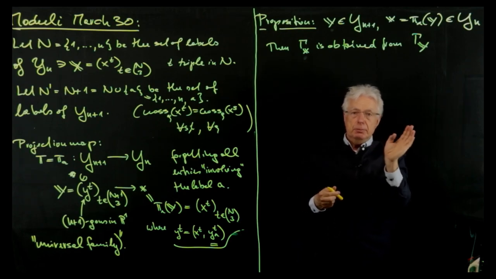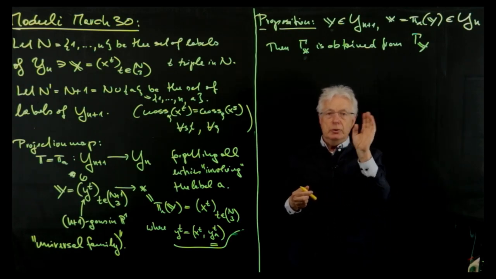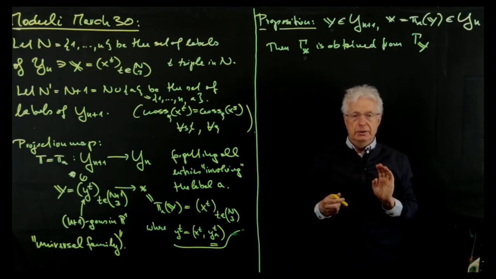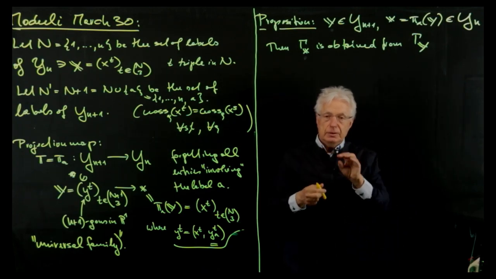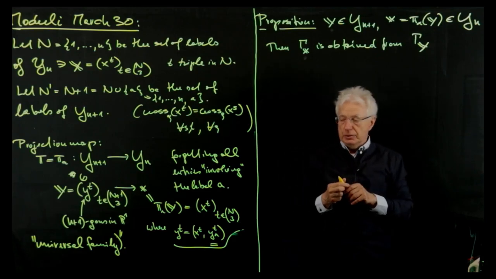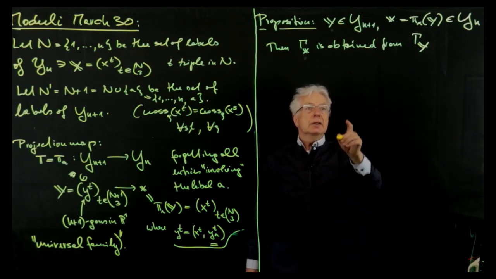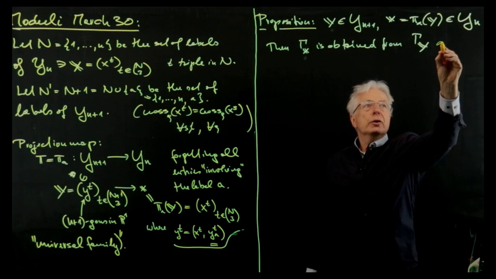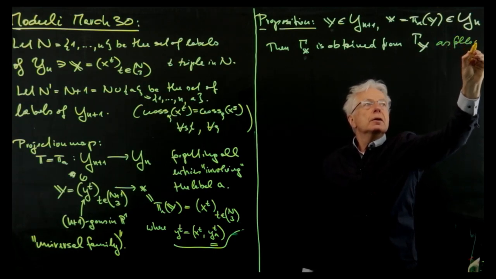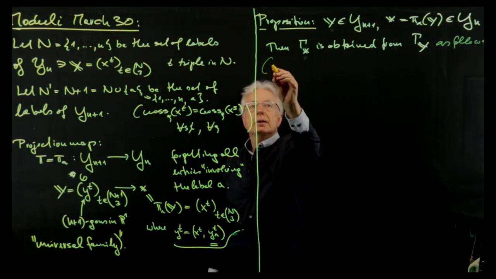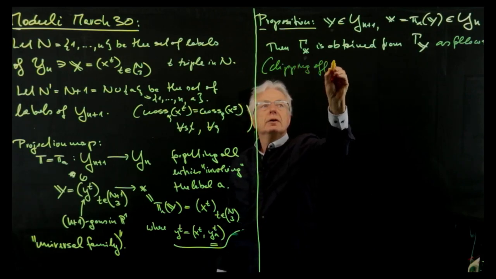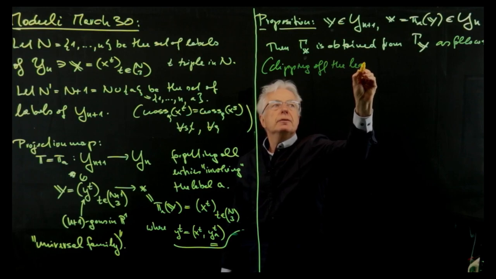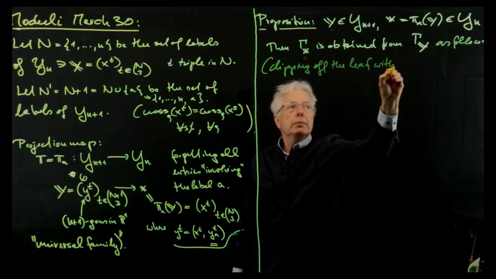But then there might be a problem, because it could be that you no longer have a phylogenetic tree. So in this case, you have to glue a little bit again in order to make it work. Gamma of x is obtained from it as follows. And this I call clipping of the leaf with label A.